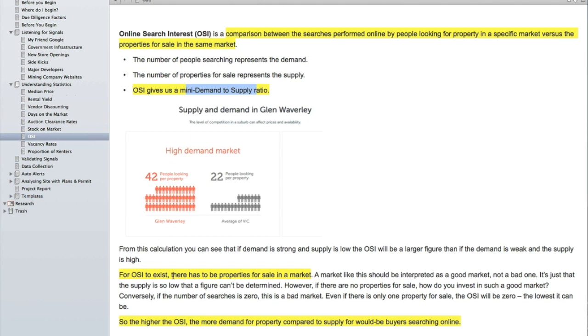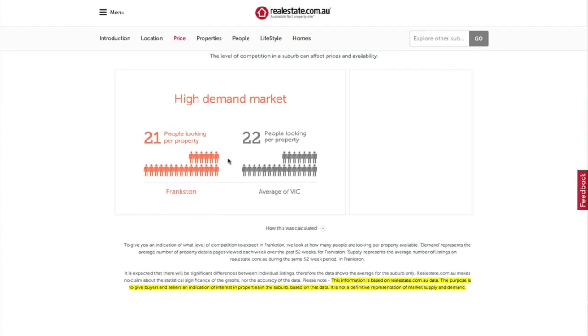For OSI to exist, there have to be properties for sale in the market. So what if realestate.com.au has no listing for any property in a particular suburb? Then the OSI can't actually be calculated because there are no properties listed there. So generally, the higher the online search interest, the more demand for property as compared to supply, in terms of the people actually looking for the property.